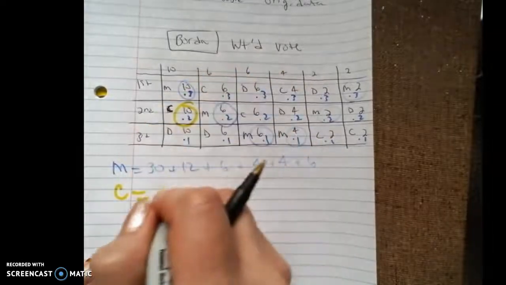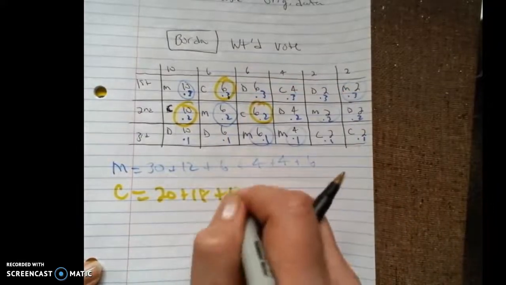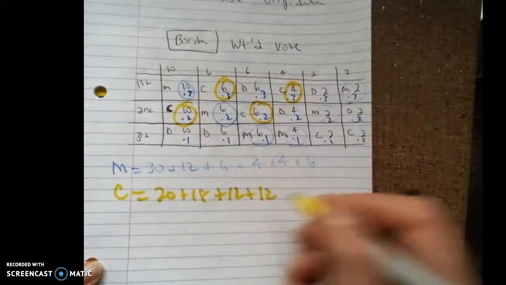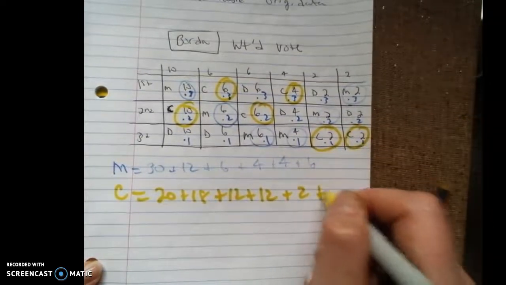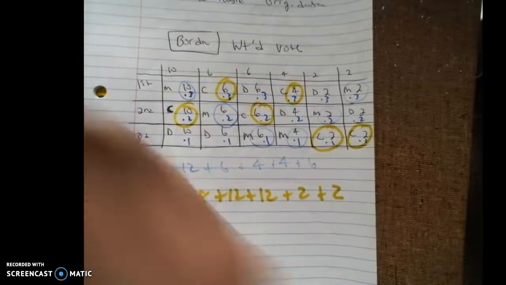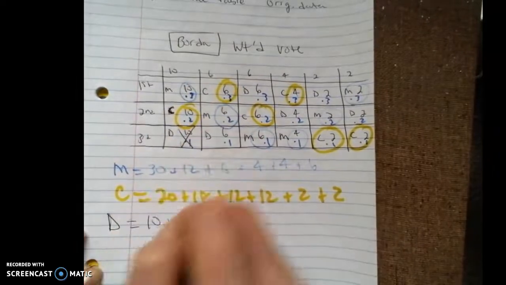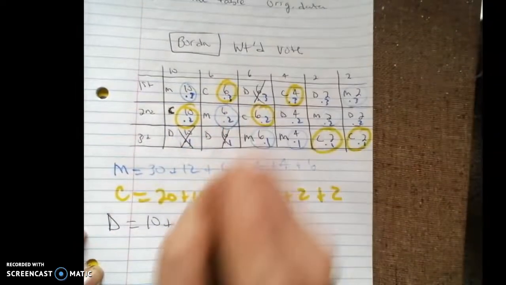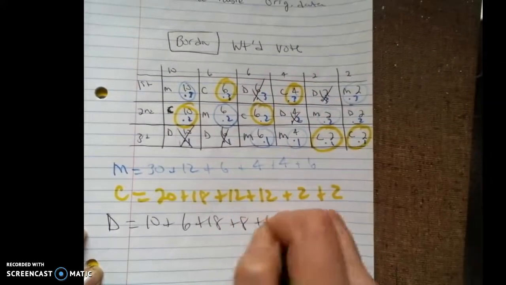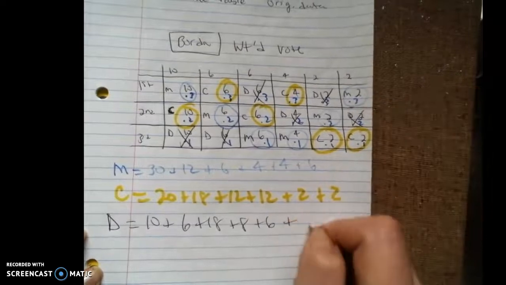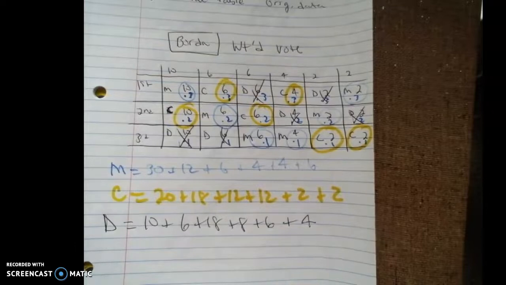All right, so then let's look at comedy. Comedy is 20, 18, 12, another 12, another 2, plus 2. And then the last one we have here is drama. So drama is 10, 6, 18, 8, 6, and 4. So now go ahead and add these up and figure out who your winner is based on Borda.